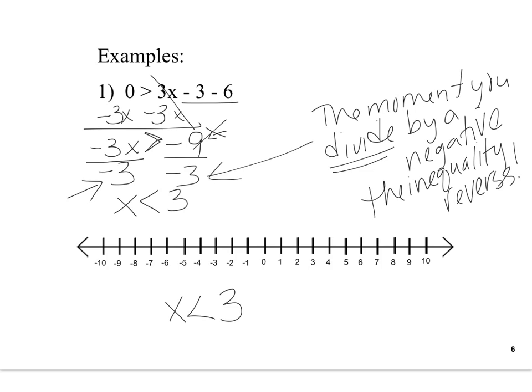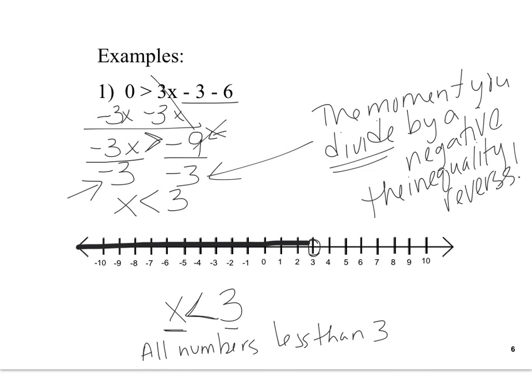I find it very important to graph this on a number line. So this is less than, and it's at 3. So at 3, I'm going to put an open circle. That means all numbers less than 3. Well, what are the numbers that are less than 3? All these numbers are less than 3. That's what's less than 3. So this is an open circle, less than 3.